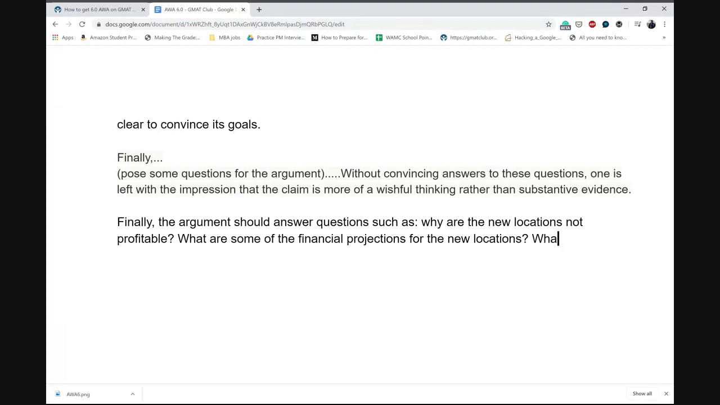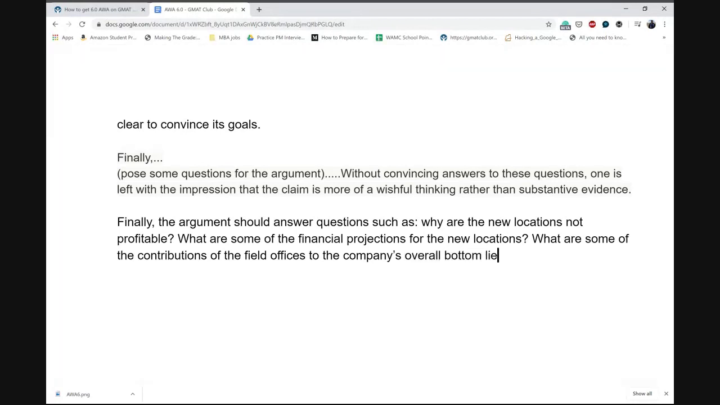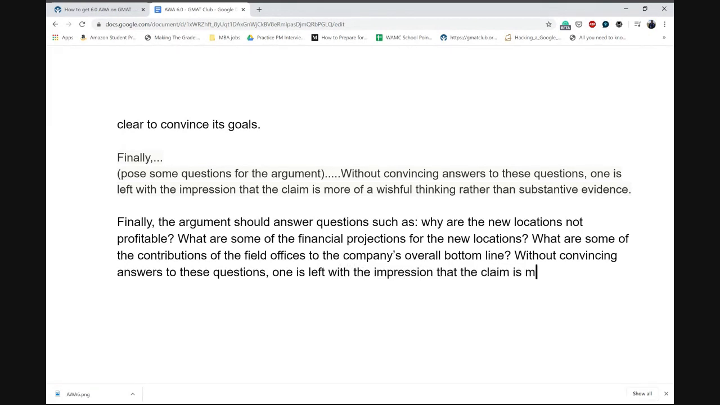And also, what are some of the contributions of the field offices to the company's overall bottom line? I'm using bottom line because the company is using profitability as its main measure. Otherwise, top line should be fine as well. So then I'm going to write the same thing without convincing answers to these questions. One is left with the impression that the claim is more of a wishful thinking.